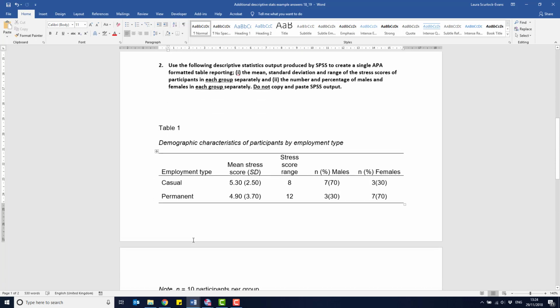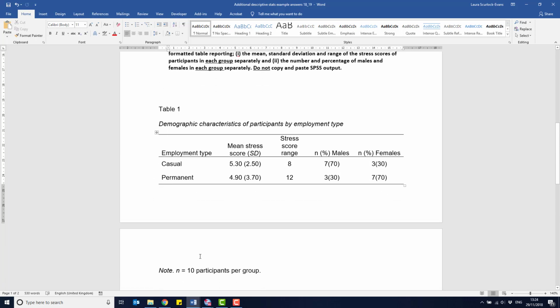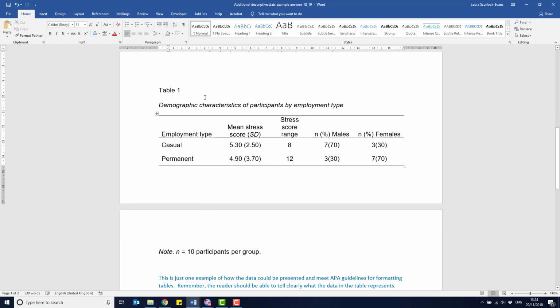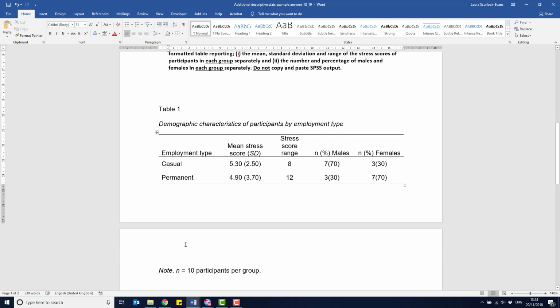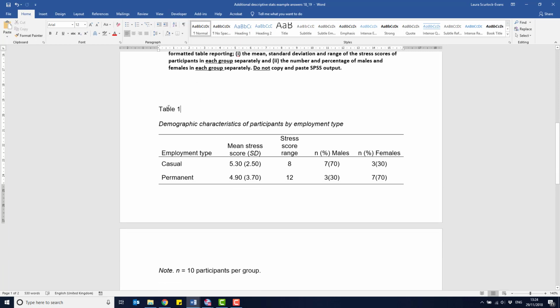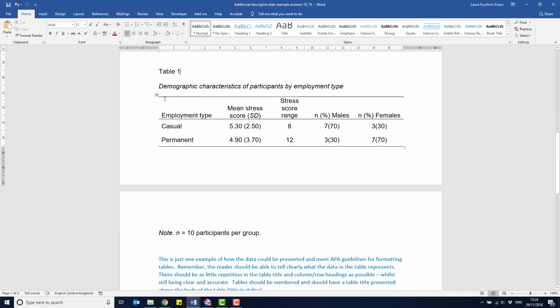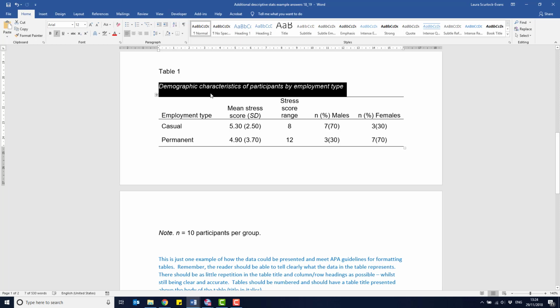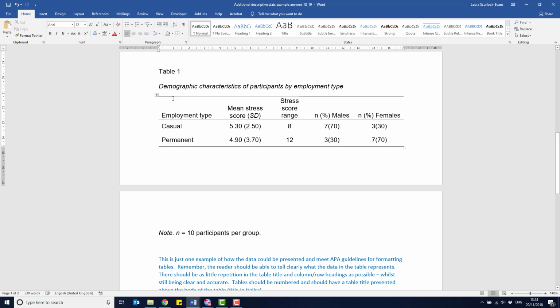So this is how I might go about presenting that information in an APA formatted table. So this is all presented together, but it's been split over 2 pages. But what we have here is a table number. And every table you use should have a clear table number. It should have a clear but concise title, and that should be presented in italics. Your table number should not.